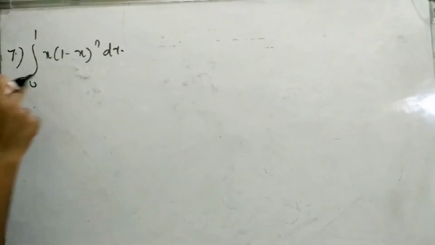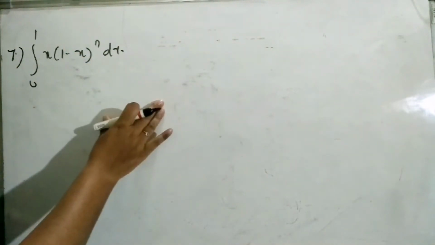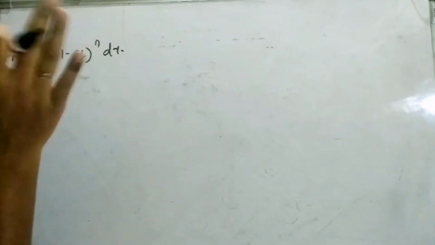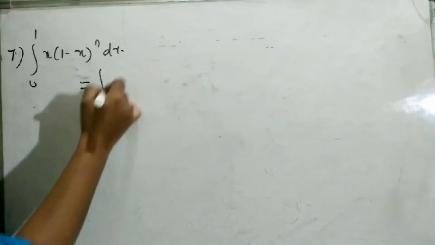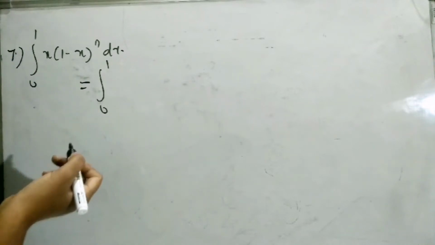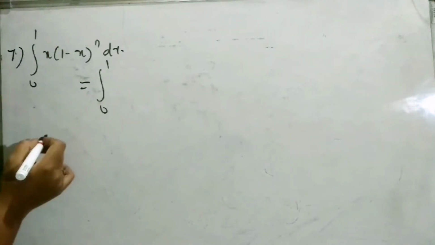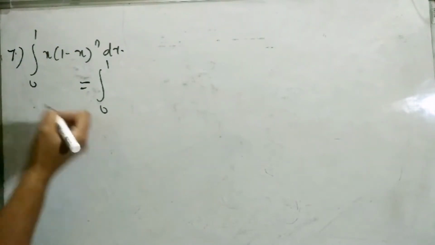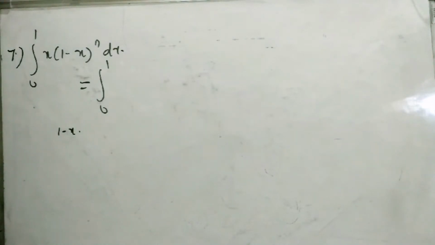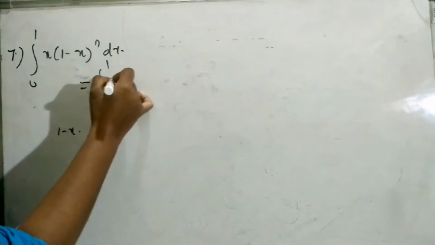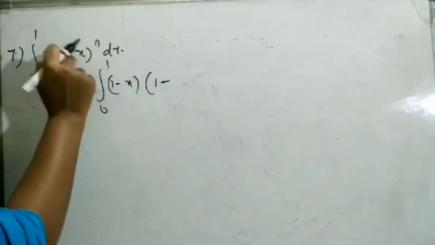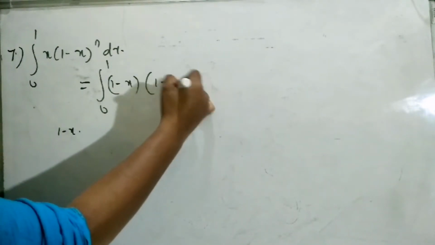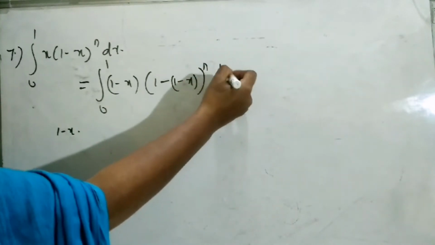Integral 0 to a f of x dx is equal to integral 0 to a f of a minus x dx. So this is equal to integral 0 to 1 f of a minus x. Instead of a we have 1, so we need to replace all the x by 1 minus x. So we will have 1 minus x into, and this x we need to replace by 1 minus x, all raised to n into dx.